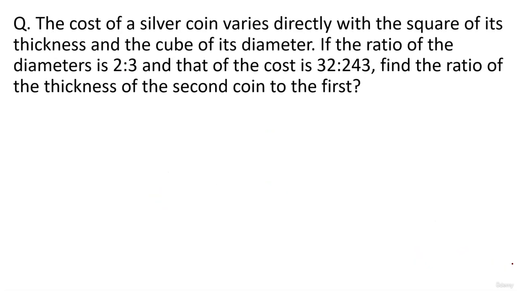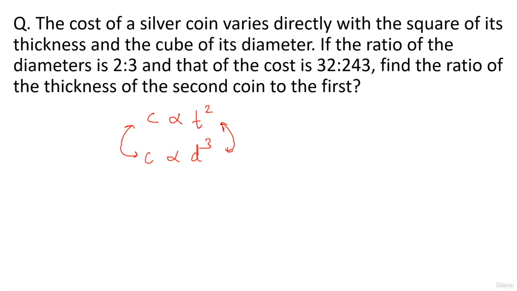Okay, we'll see one more question, guys, of a combined variation. All right, the cost of a silver coin varies directly with the square of its thickness and the cube of its diameter. So the cost varies with the square of its thickness, and also with the cube of its diameter. Now guys, this is the case of combined variation. This is what happens when a quantity is dependent on two other quantities. Now the cost is proportional to the thickness when the diameter is constant, and the cost is proportional to the diameter when thickness is constant.